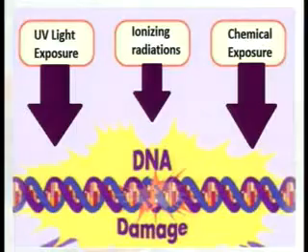Induced mutation. In this type of mutation, change is caused by certain physical or chemical agents. These agents are known as mutagens, and exposure to these mutagens results in mutation. Mutation can be induced through two types. Number 1, radiation-induced mutation. Number 2, chemical-induced mutation. Now, what is radiation-induced mutation?